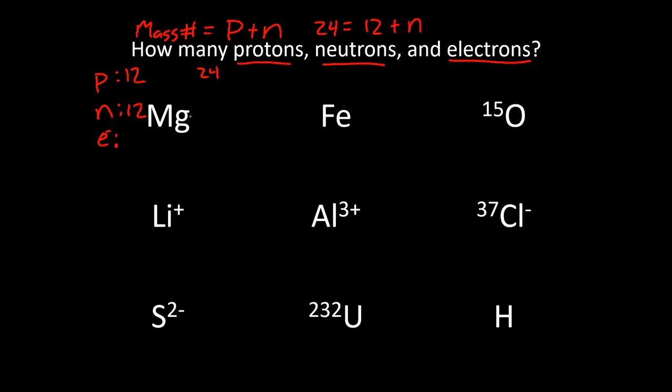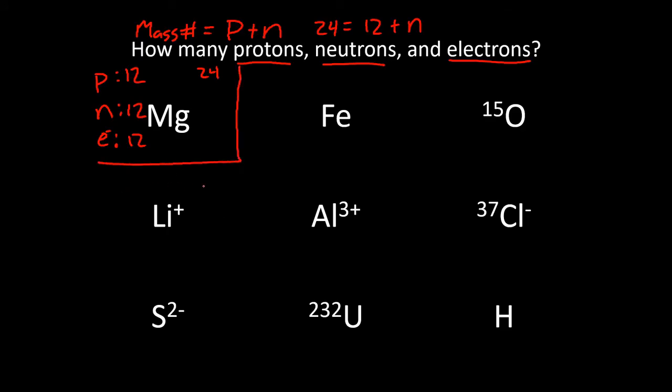Because we're not given a charge here, we're going to then assume that we have the same number of electrons as protons. That's not really an assumption, actually. I shouldn't even call it an assumption. If there is no charge given, then that is the person that wrote the symbol telling us that we have the same number of electrons as protons. So, this one, kind of boring. 12, 12, and 12. 12 protons, 12 neutrons, 12 electrons. That is magnesium.